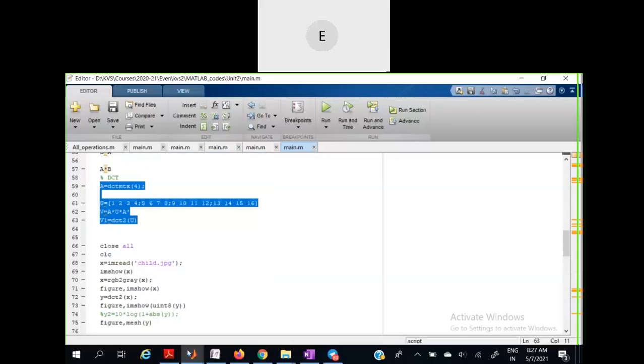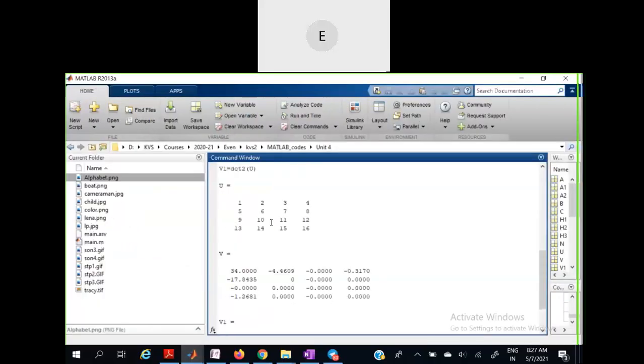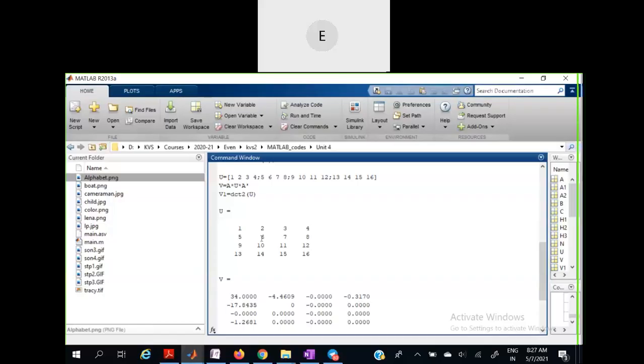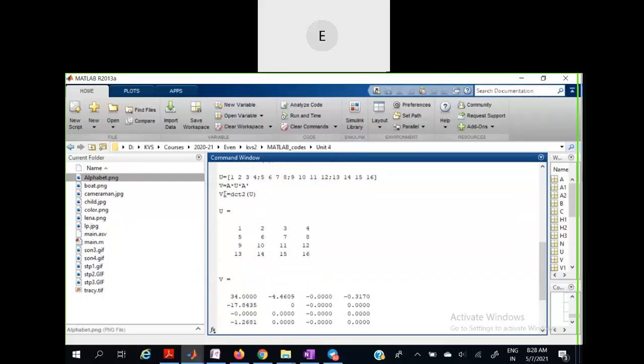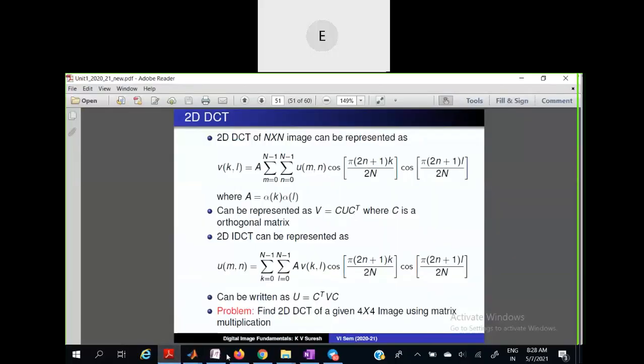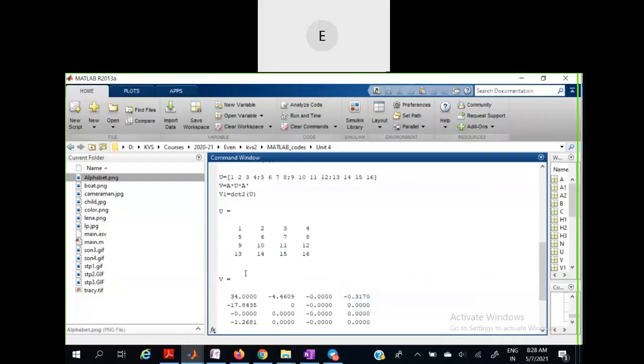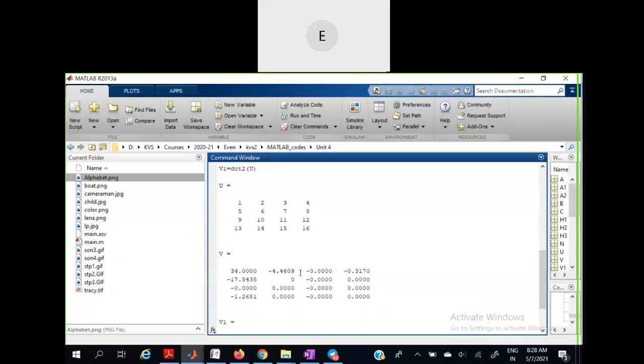So let me run this. Both of them should give me the same answer. I'll evaluate it and go to the result. This is the image 1, 2, 3, 4, 5, 6, 7, 8, 9, 10, 11, 12, 13. So it's a 4 cross 4 image, which means I need to find the DCT matrix for N equal to 4, for which I am using this command, A is equal to DCT matrix 4. So I will use V is equal to A into U into A transpose, this equation, C into U into C transpose. So what has it yielded? 34, minus 4.4609, minus point. So this is the two-dimensional DCT of image U.